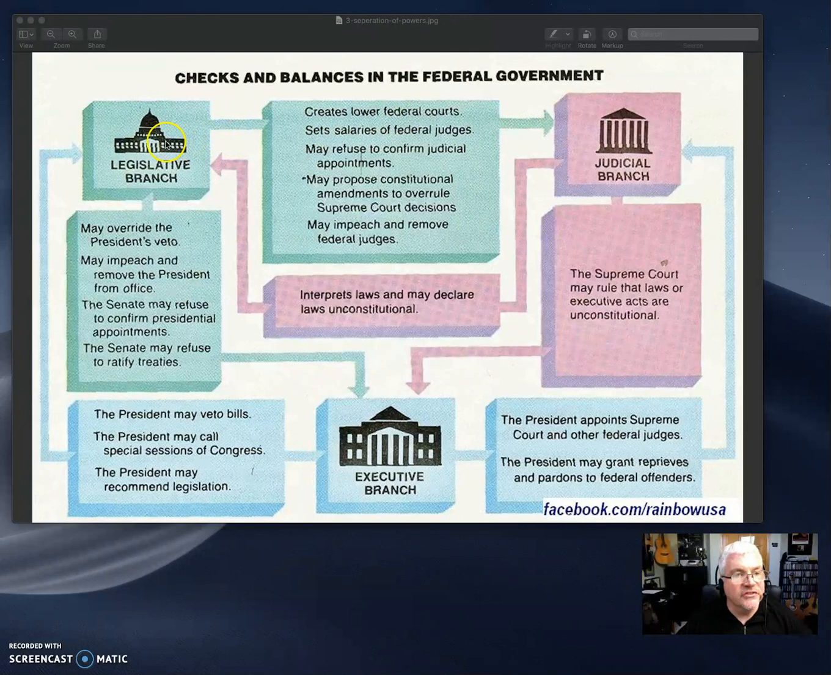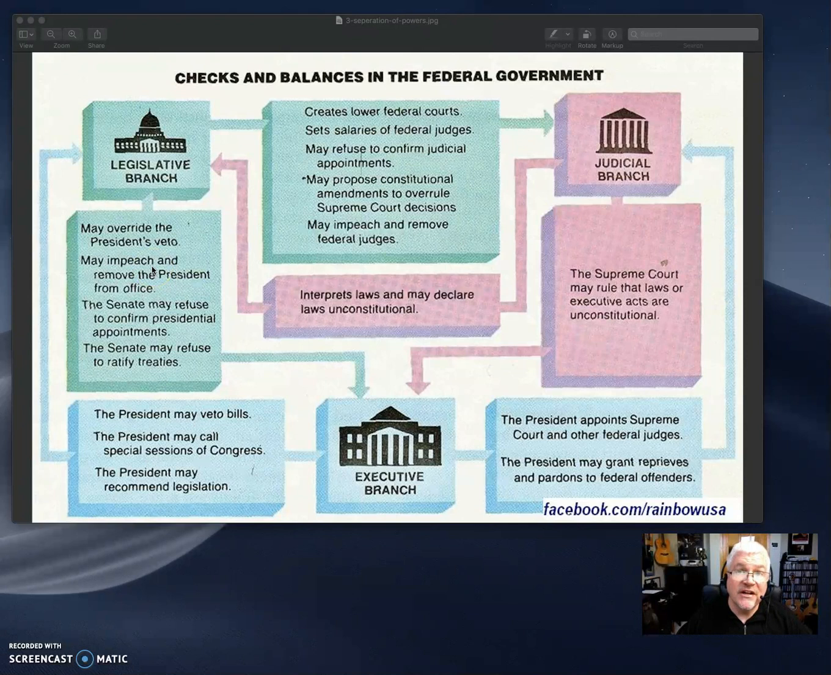Now, let's stay in that legislative branch box and let's move down and see how the legislative branch checks the executive branch. They can override a presidential veto. If the legislative branch passes a law and the president vetoes it, they can override that veto. Now, to do that, they have to have more than a simple majority vote. Okay? They need a 2/3 vote. They can impeach and remove the president from office.